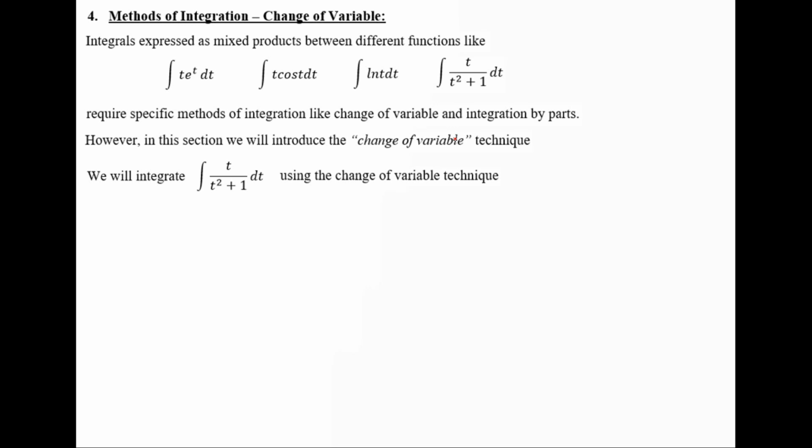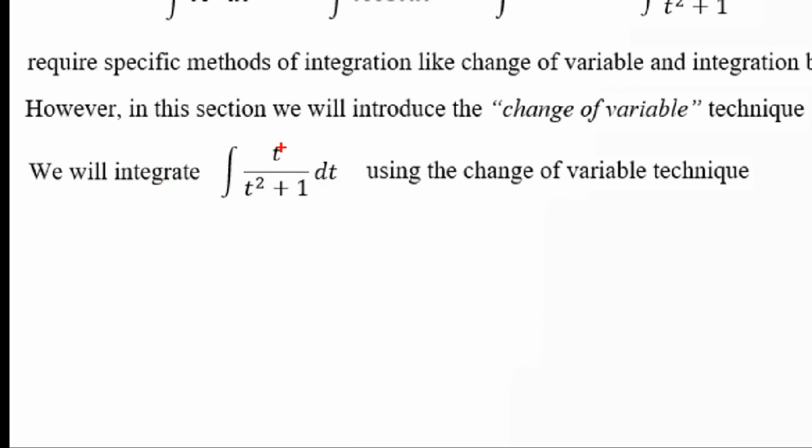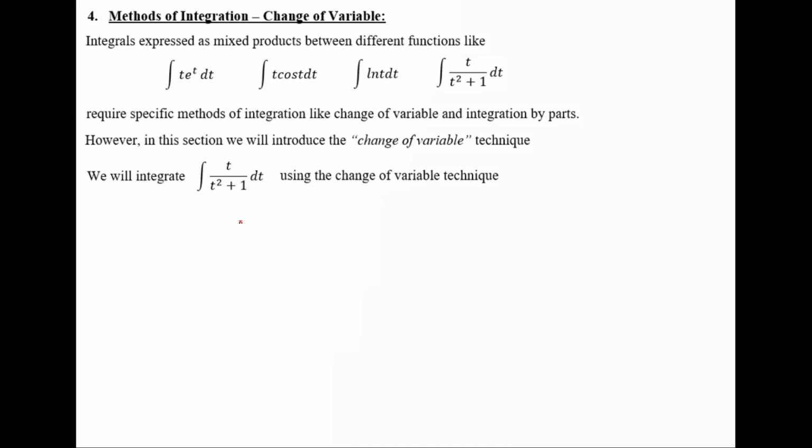First of all, we need to understand when to use this method. If you look carefully at this integral, it consists of two functions, t and t squared plus 1. You can notice that the denominator, which is t squared plus 1, is a quadratic, and if we derive the quadratic, it would give us a linear, which is related to the numerator. So basically we use the change of variable technique whenever the integral itself consists of two functions that are multiplied or divided by each other such that the derivative of one of the functions is related to the other.